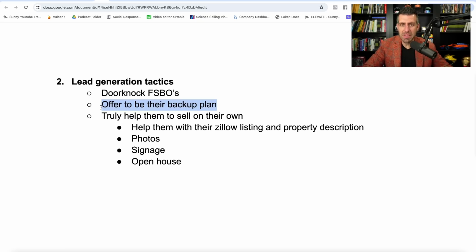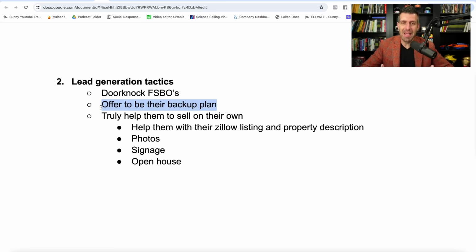What I mean by that specifically is when I approach the for sale by owner and I'm having a conversation with them, it's not that we don't want to convert the listing right away. It's just the likelihood of that happening probably isn't very high. We're going to talk more about timelines in just a second. So I'm going to offer to be their backup plan.